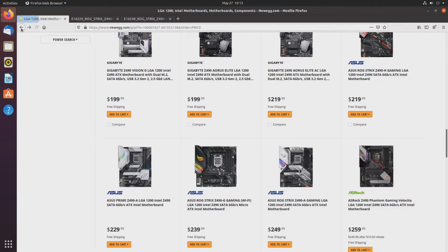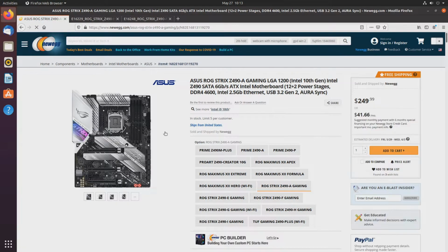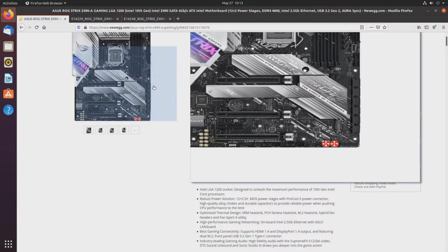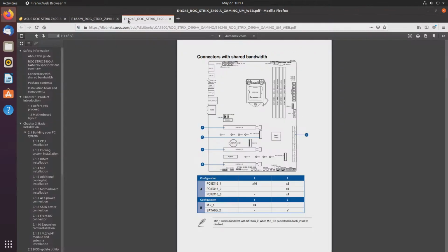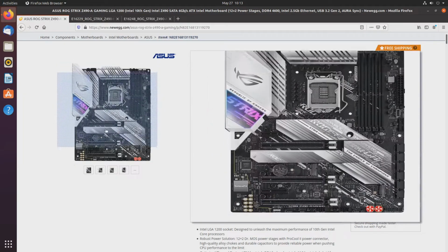And then there is a slightly more expensive Strix, and it's this one. This is the Strix Z490-A. And same idea here. We would end up with x8/x4/x4 and a PCI Express slot connected to the chipset right here.